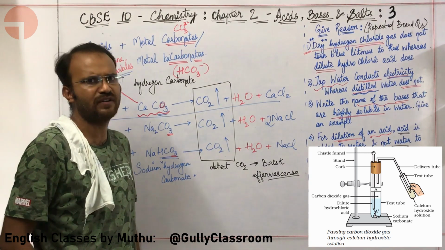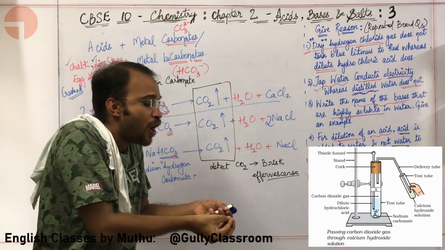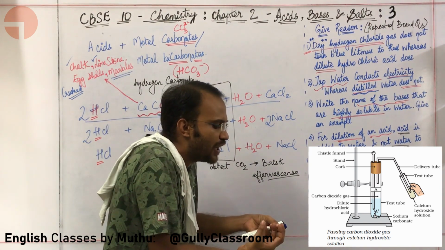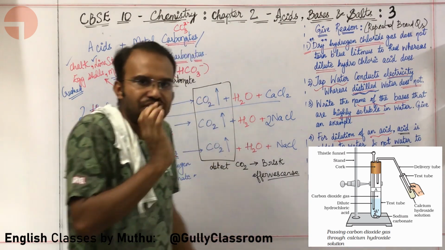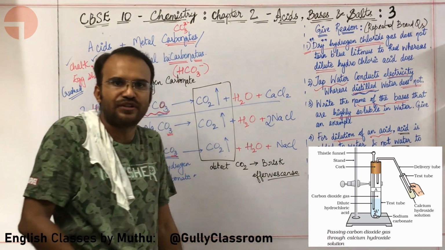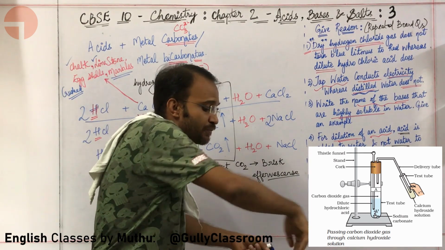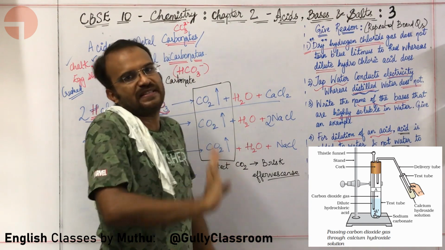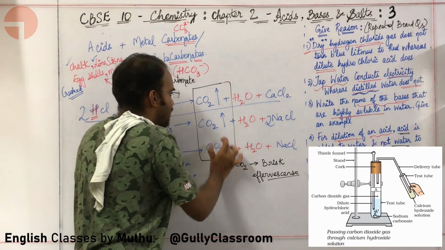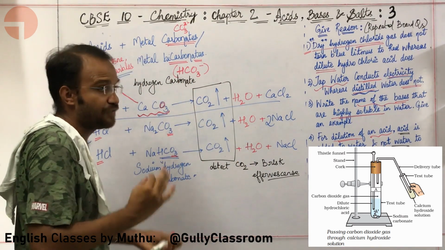What is brisk effervescence? When we are opening a soft drink bottle, small bubbles of carbon dioxide are coming from the bottom of the bottle to the surface. This is called brisk effervescence. So when we are having carbon dioxide in a reaction, there will always be brisk effervescence.